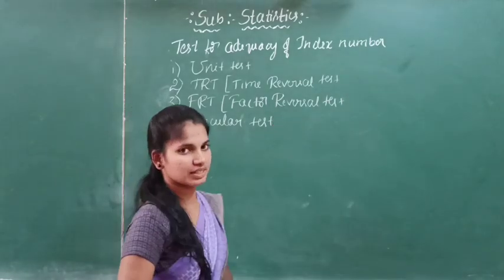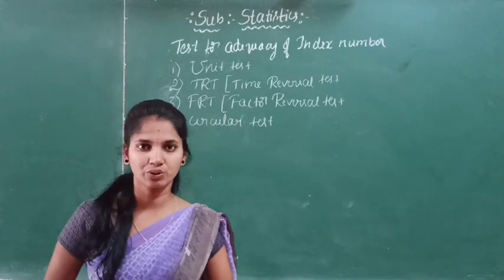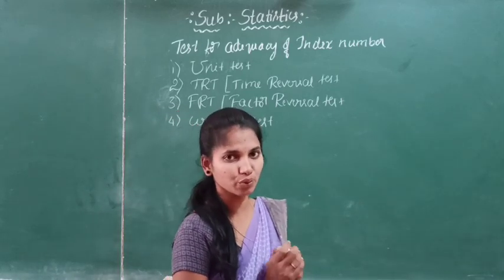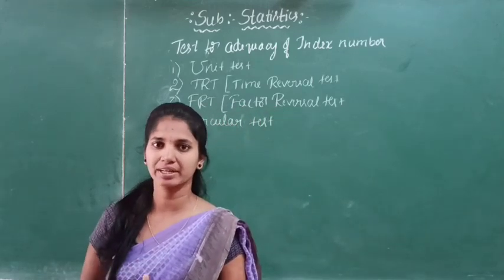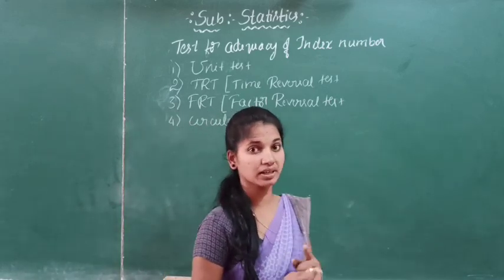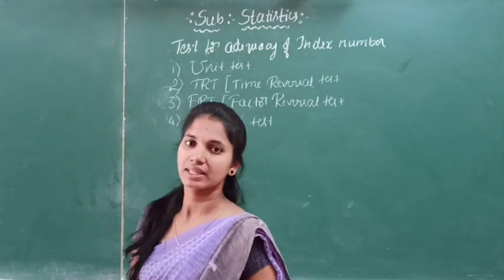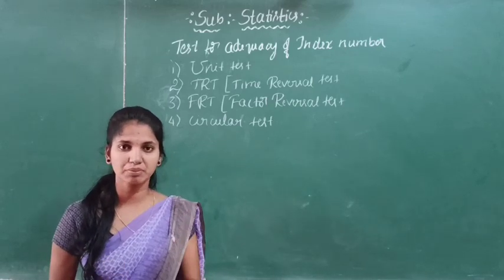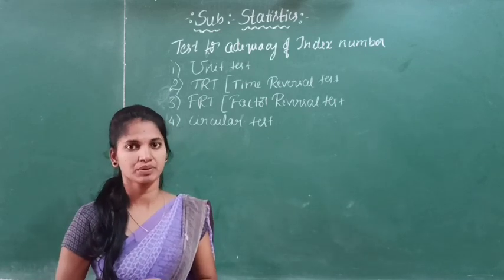First one is the unit test. Here index numbers are independent of units, in which the prices and quantities of commodities or goods are to be quoted. The concept of unit test is satisfied by all the index numbers, unweighted and weighted, except the simple aggregative method. The unit test is satisfied by all the index numbers except the simple aggregative price index number.